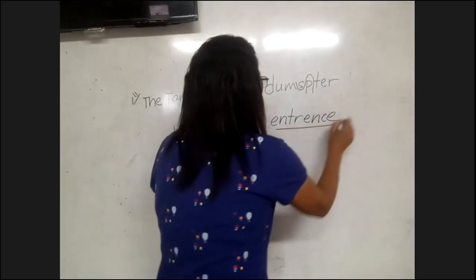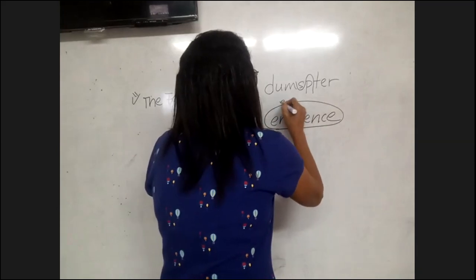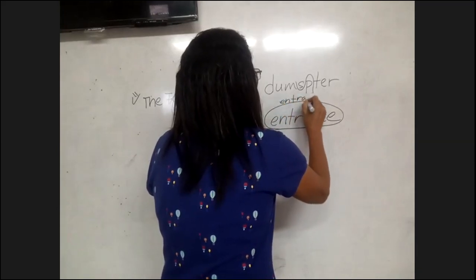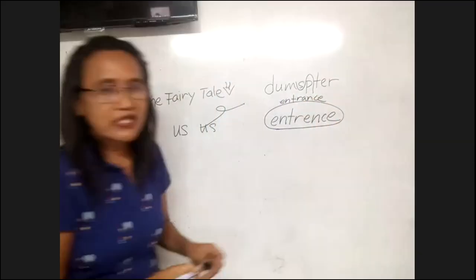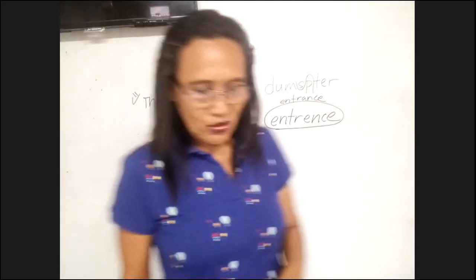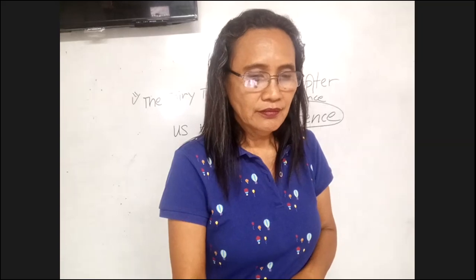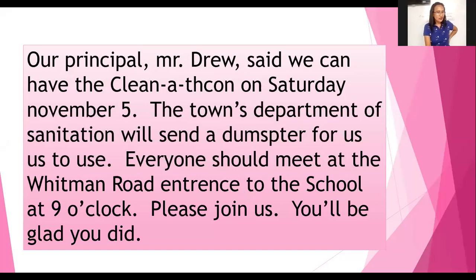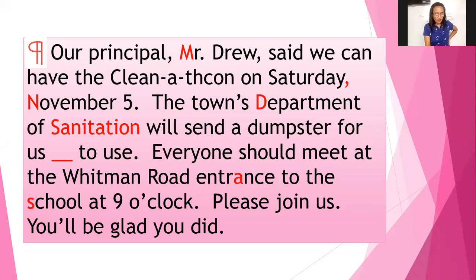You are going to do it this way, and then you write the correct spelling of entrance at the top. Okay, can you see that? Entrance, yes. Good. That is how to do it. Okay, so, please join us, you'll be glad you did. So I'll show you the corrected one. Here you go. In this line here, where there's a blank, for us to send a dumpster, we took out the other us. Okay, look and try to check your work.